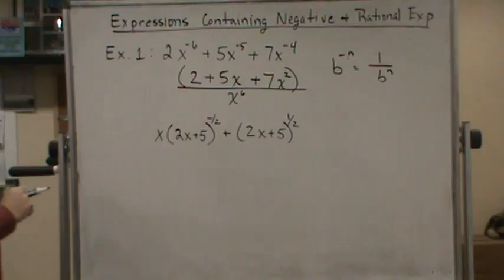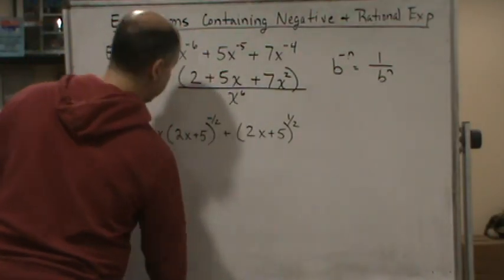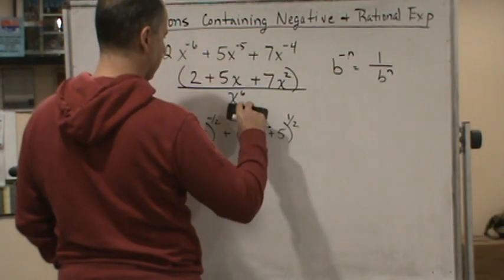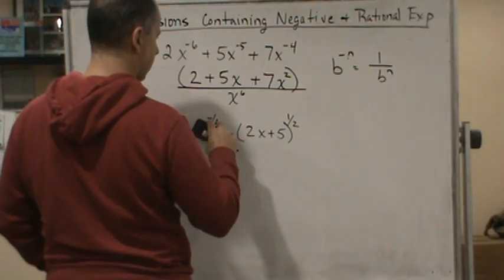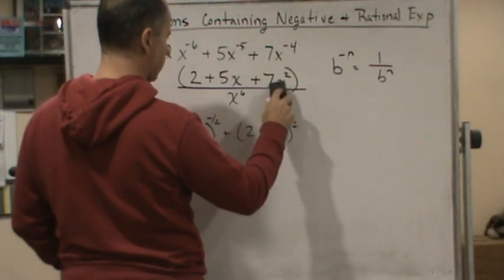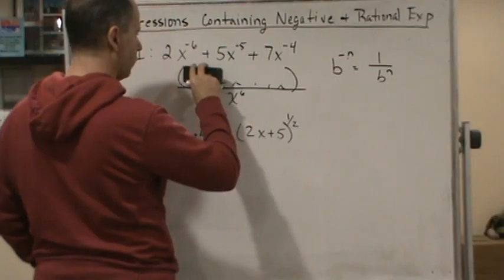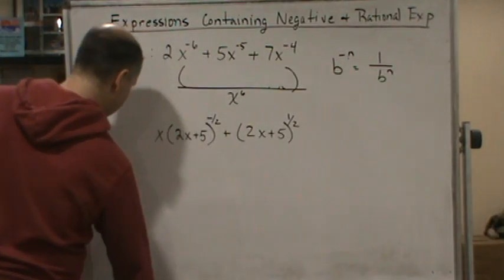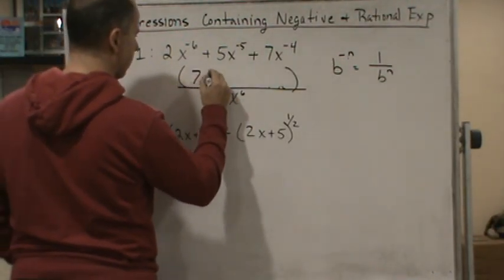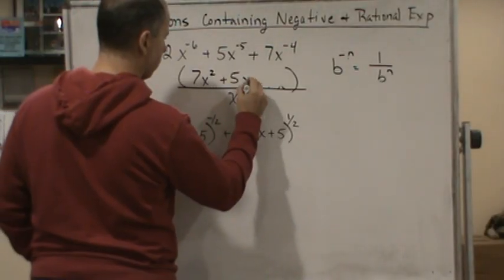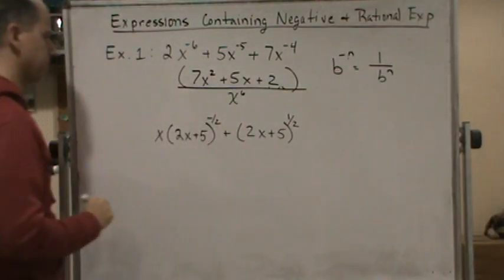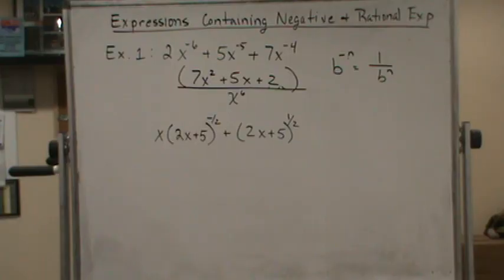Okay? And one more thing, we always want to write this in descending order, right? So 7, 5, 2. So we would want to write it like that. And so that would be our final answer.